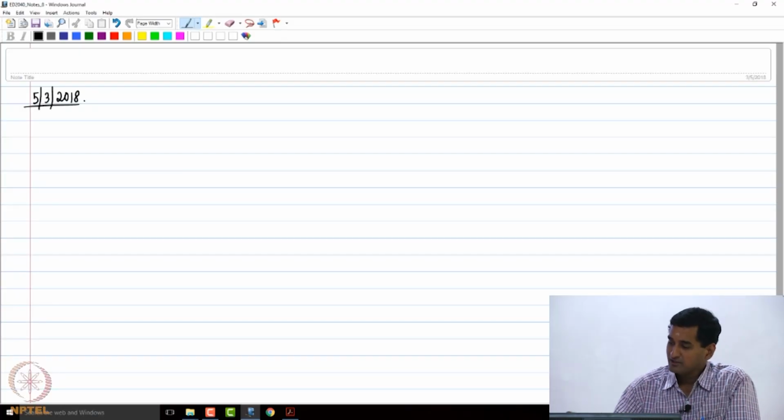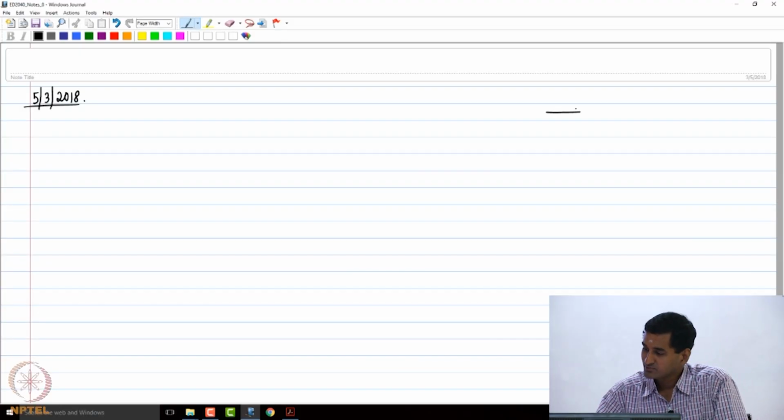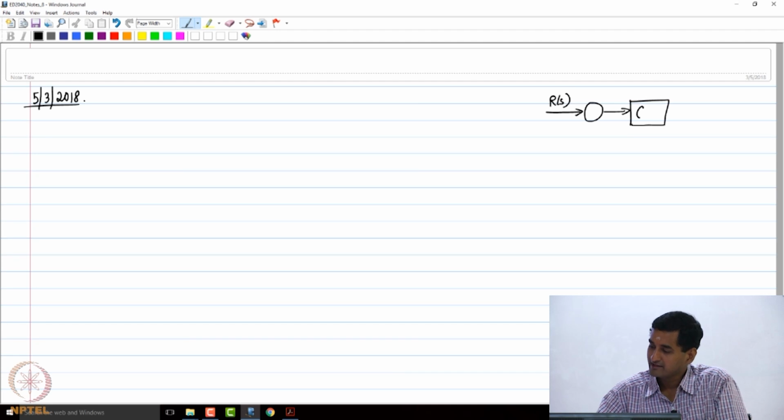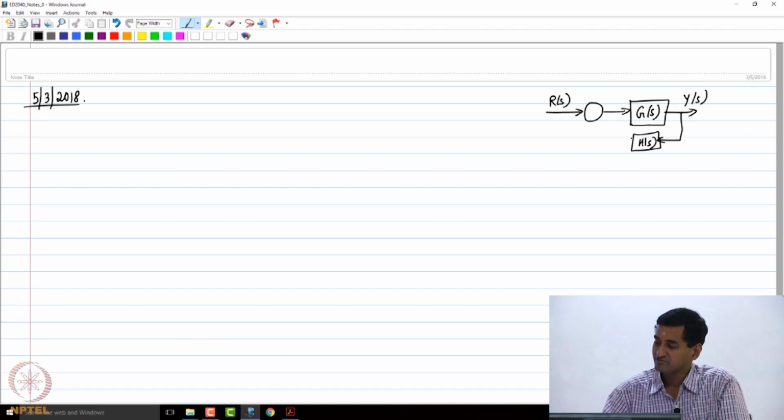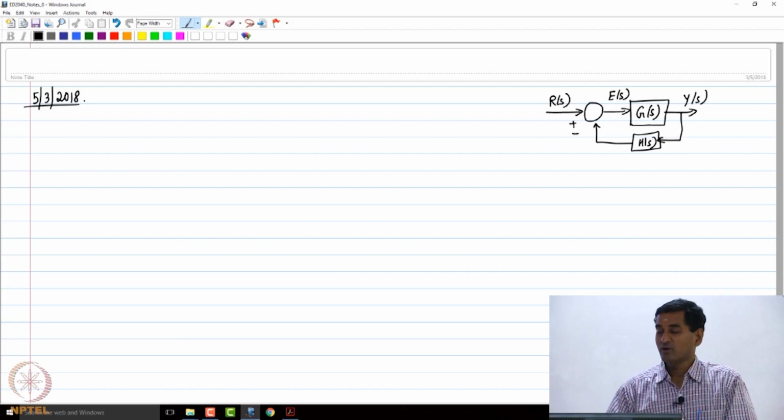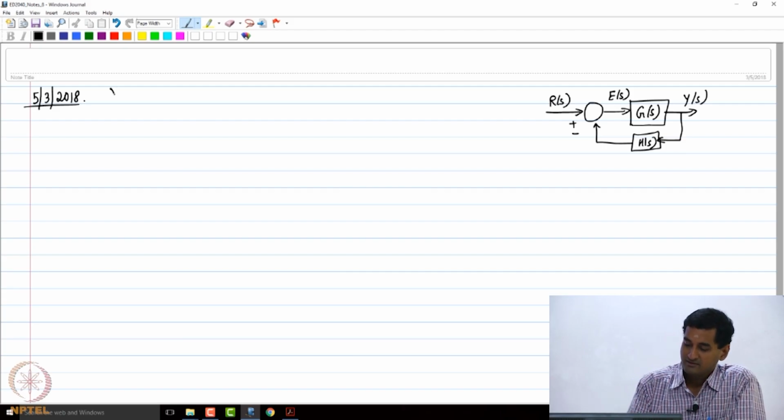If you recall, just to recap what we were doing in the root locus, we consider the basic block diagram, which has been our focus. G of s is the forward path transfer function, H of s is the feedback path transfer function, and let's say we have negative feedback. We were looking at what happens when we have one parameter in the open loop transfer function being varied.